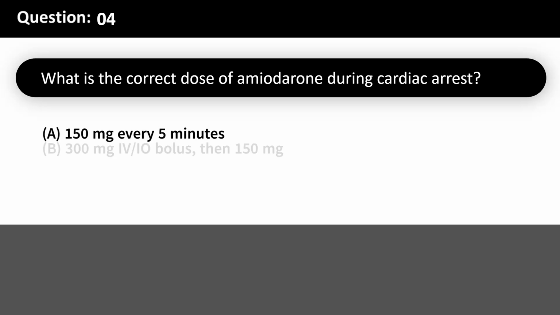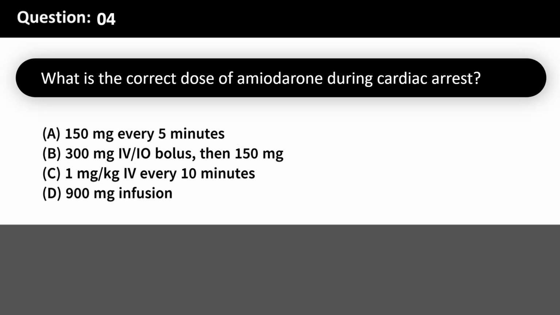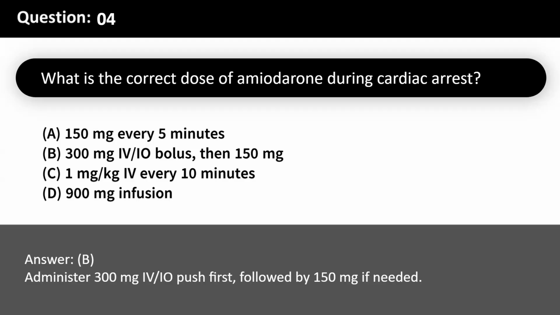What is the correct dose of amiodarone during cardiac arrest? A. 150 mg every 5 minutes. B. 300 mg IV/IO bolus, then 150 mg. C. 1 mg per kilogram every 10 minutes. D. 900 mg infusion. Answer: B. Administer 300 mg IV/IO push first, followed by 150 mg if needed.